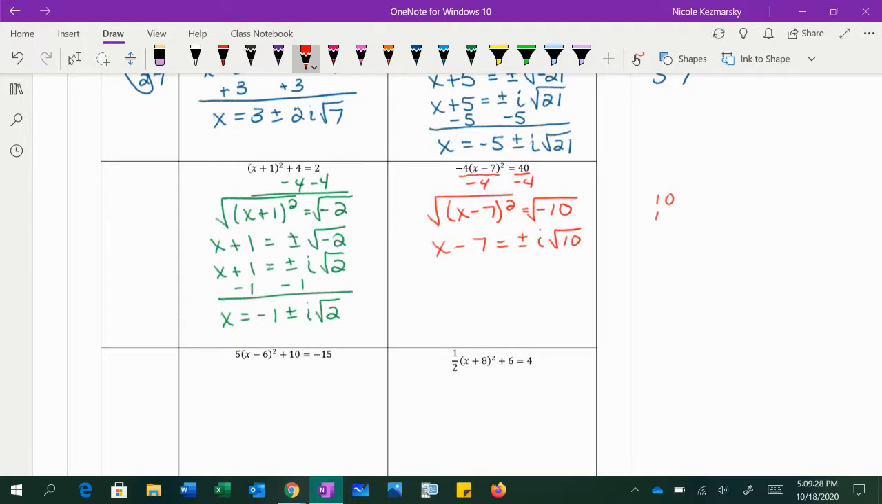I can do a factor tree on 10, but I get 2 and 5, so I don't get any pairs. So I'm going to go ahead and add the 7. Remember to put that 7 in front of the plus or minus. So 7 plus or minus i square root of 10.